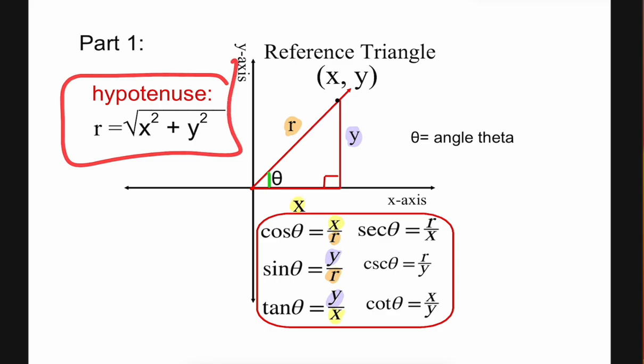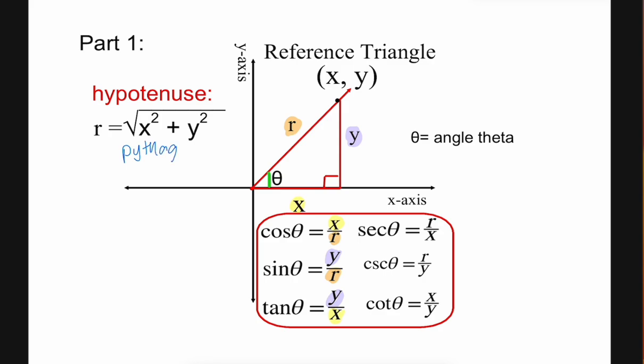Now remember that the hypotenuse is just the square root of x squared plus y squared, because this is the Pythagorean theorem. Remember, if you have a right triangle and you know two sides, you can always find the third using the Pythagorean theorem. The hypotenuse is always a positive value. Wherever it's located, r is always positive, because we are not doing the plus or minus version of the Pythagorean theorem, since this is a length. So this is always positive.